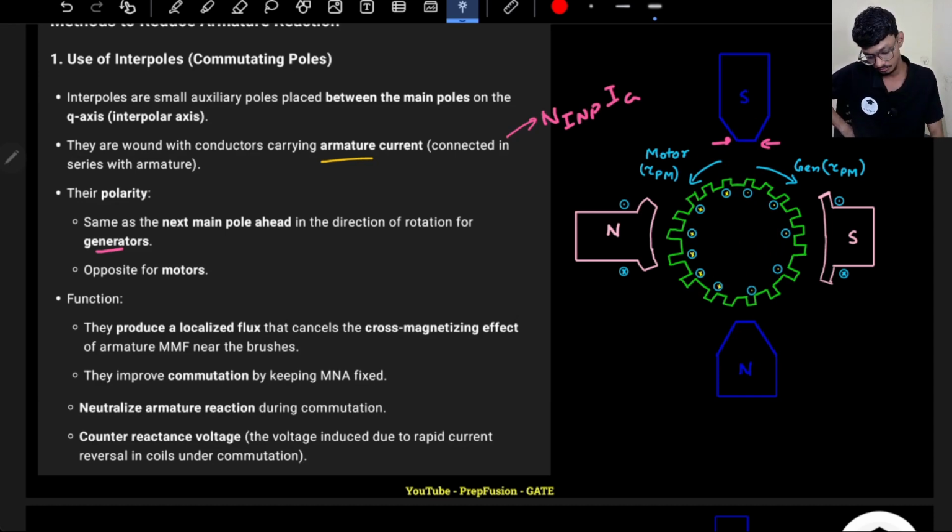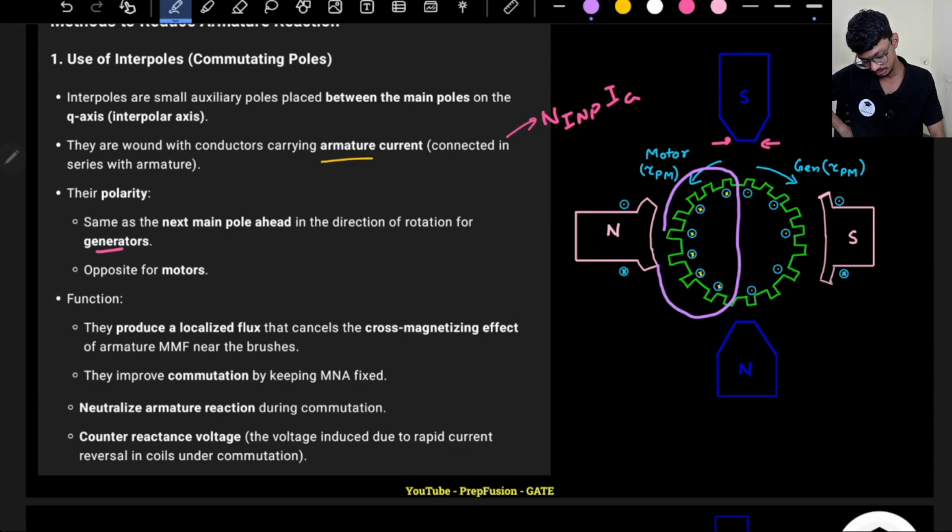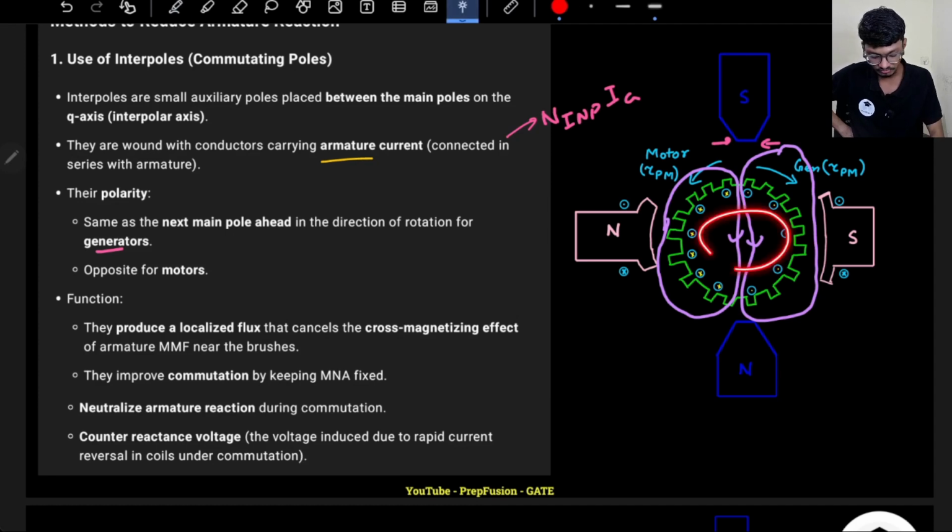If you remember, the overall direction of the flux in case of a generator was somewhat like this. So of course I have to cancel out this overall flux along the q axis. How will I cancel it? Simply place north and south poles that project only in this region, so that this flux direction will be opposite to the armature reaction, and it will cancel it out. So that is the main purpose of the interpole. Very simple to understand.